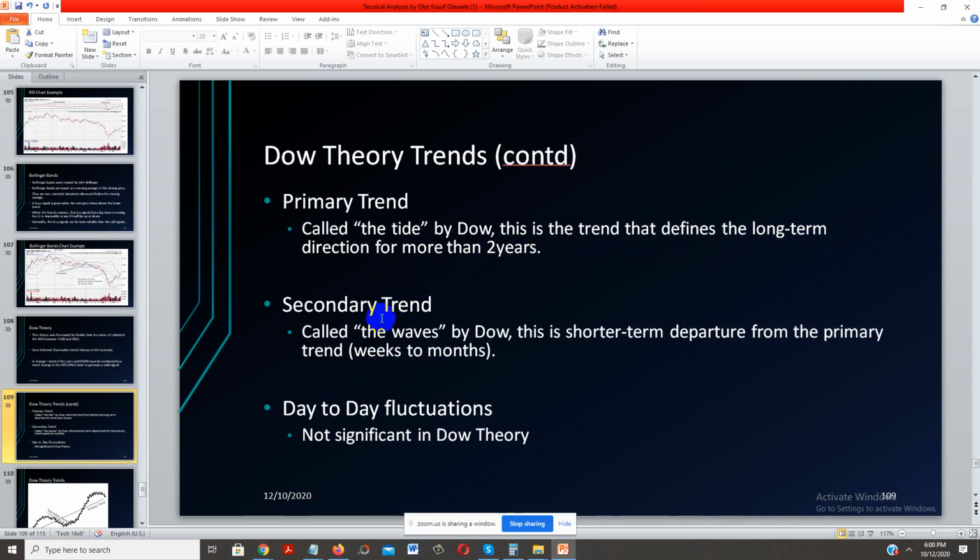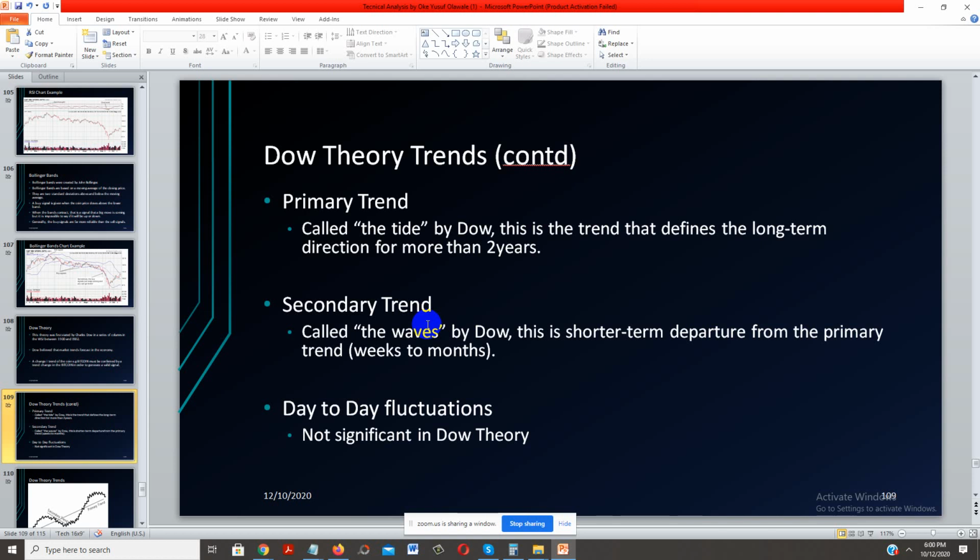Okay. Secondary trend, called the waves by Dow. This is a shorter term departure from the primary trend, weeks to months. So when you are trading, you need to know what trend you are trading. Are you trading the primary trend or the secondary trend? Now in crypto, from what we've seen, crypto can take 2 to 3 years to change the primary trend.